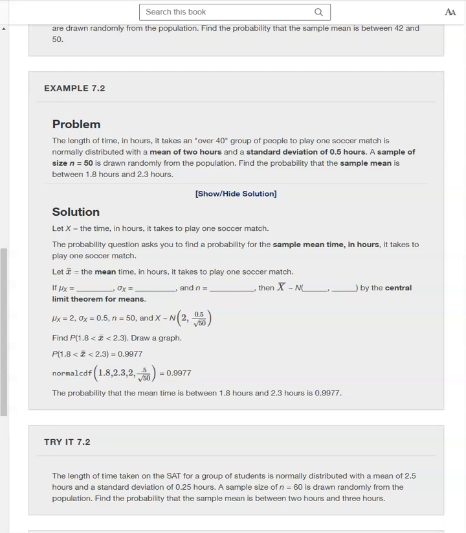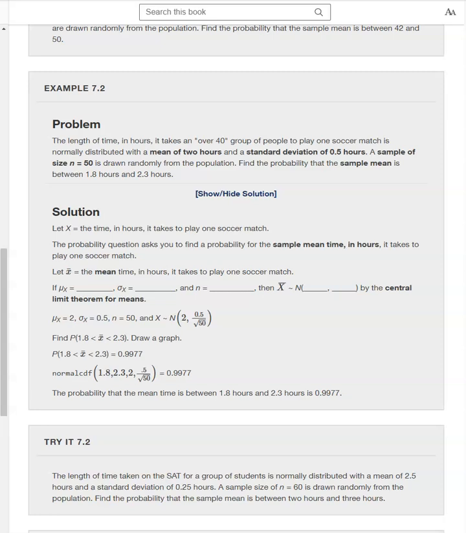Well, we're going to let X represent the time in hours that it takes to play one soccer match. The probability question asks you to find a probability for the sample mean in hours that it takes to play one soccer match. And we're going to let X bar equal the mean time in hours that it takes to play one soccer match. Well, they tell us that the average is 2 hours, right? So I've got mu sub X is equal to 2. The standard deviation, sigma sub X, is 0.5. It's a half hour standard deviation. N is equal to 50.